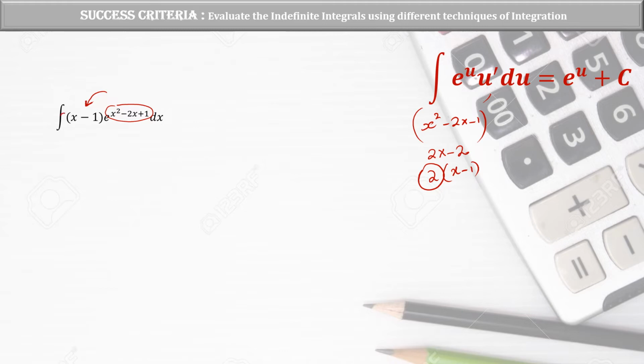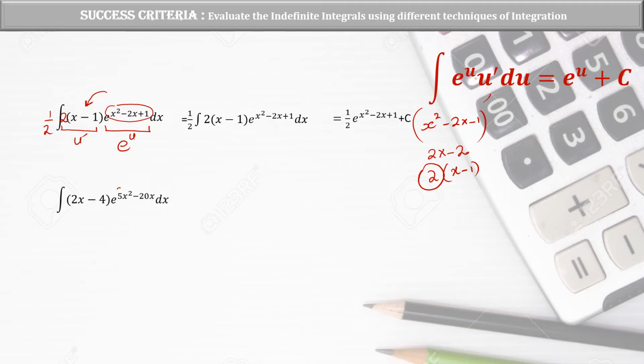So we write the 2 inside and 1 over 2 outside. Why we do so? So now 2 times the bracket x minus 1 is considered as the u prime and e to the power function is e to the power u. So now the answer is only e to the power u. So you will write half and then e to the power x square minus 2x plus 1.